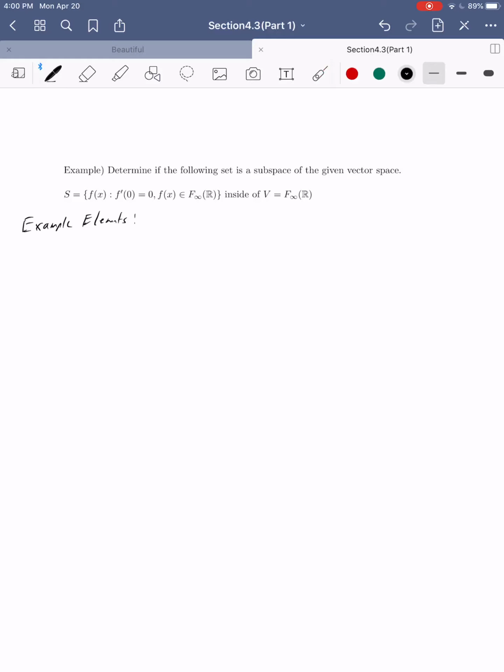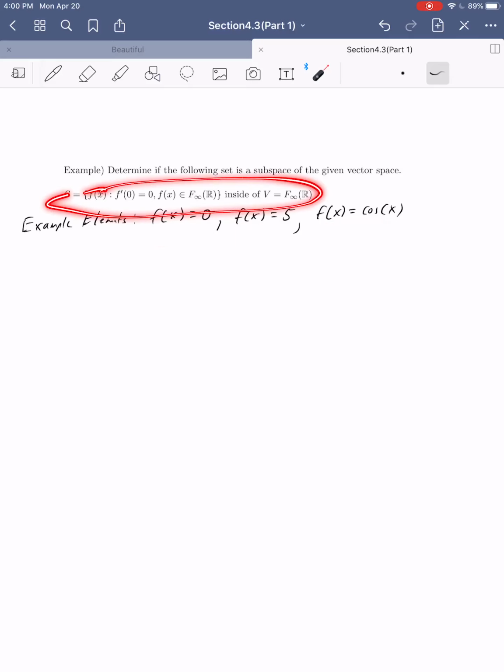So I could maybe think of something like f of x equals 0. The 0 function. If I take the derivative of that guy, I get 0, and then if I evaluate it at 0, I'll get 0. You could have something like f of x equals 5. That's a constant function. If I take the derivative of that, I get 0. I plug in 0, I will get 0. We could think of something like maybe f of x equals cosine x. You take cosine x, you take its derivative, you get negative sine x. You plug in 0, you get 0. So all of these things would be examples of things that live inside this space.